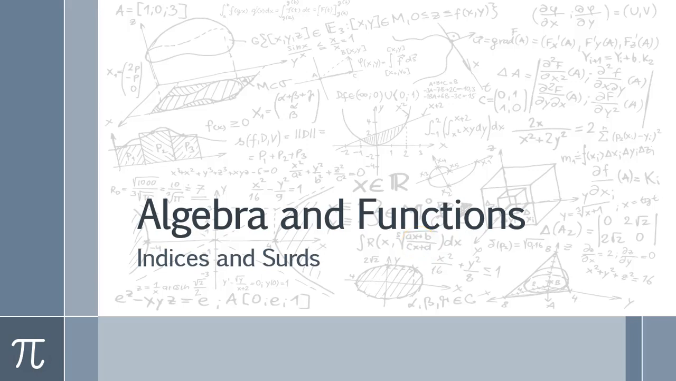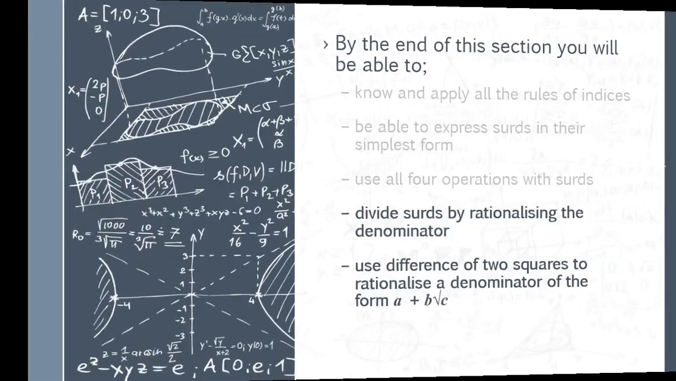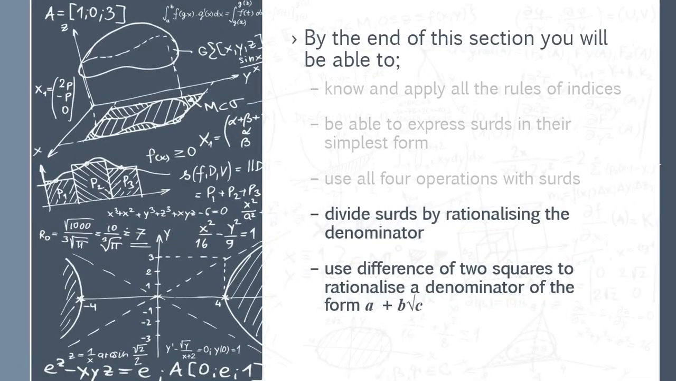And welcome to the final video in our series on indices and surds. In this final one we're going to be looking at division by surds, and specifically using a technique called rationalising the denominator, which might sound like a bit of a mouthful, but as you'll see shortly it'll make sense as to what that means.